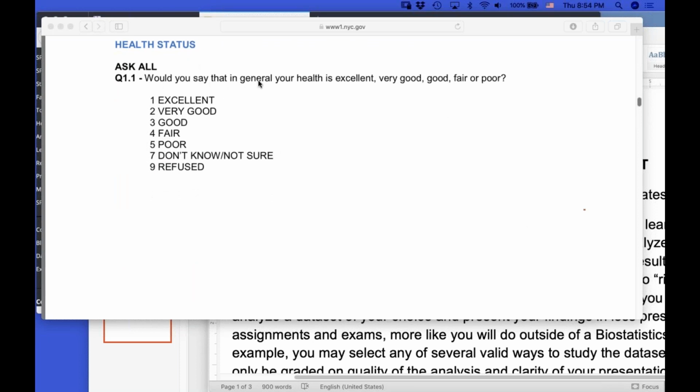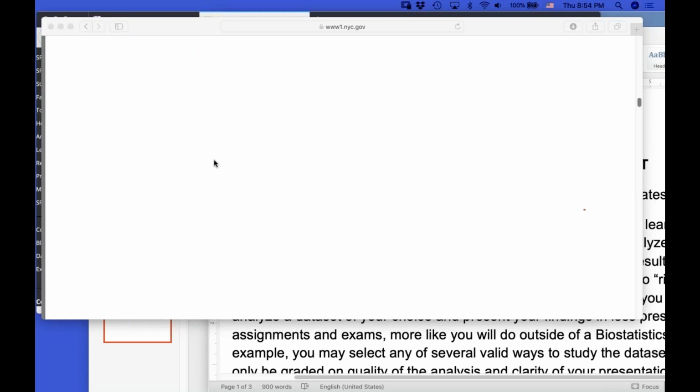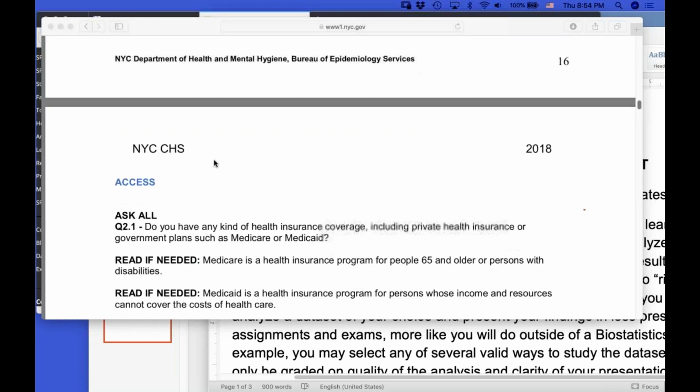Question number one: would you say that in general your health is excellent, very good, good, fair, or poor? What kind of variable is that? Bingo, category. It's a nominal variable that's categories, right? There's order to it, so it's ordinal. It's an ordinal variable, right?